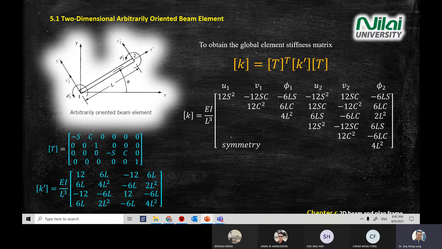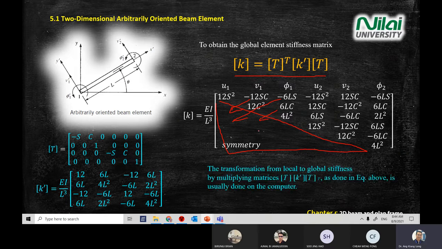But at the end, you'll get this equation, k equal to EI, after you did this multiplication, k equal to EI over L and this standard equation. Symmetry means you copy the top to the right. This one to here, this one to here, and so on. So you'll get this one.